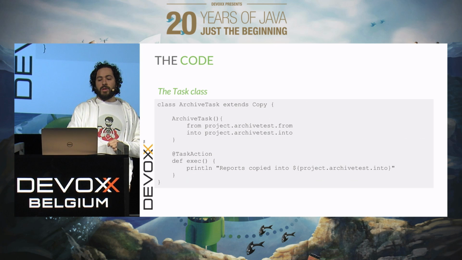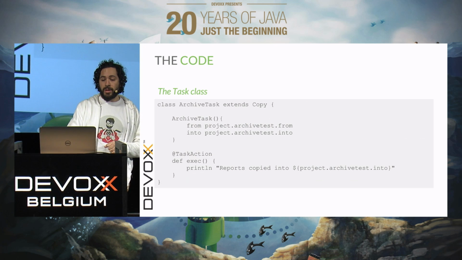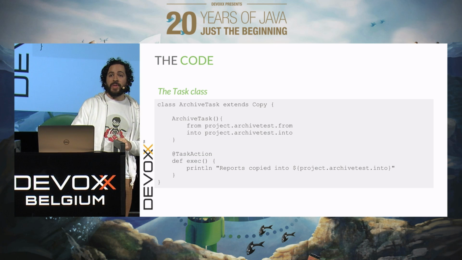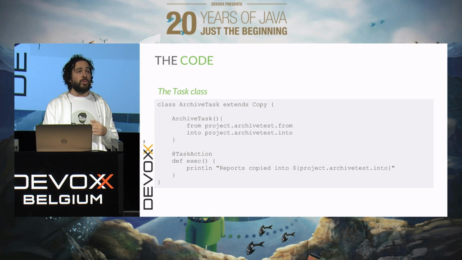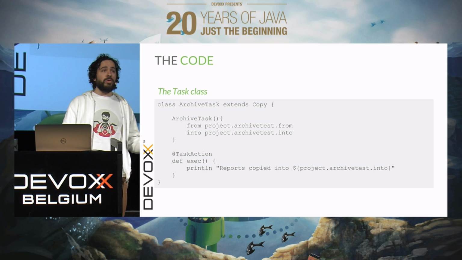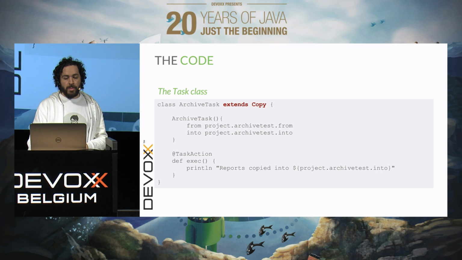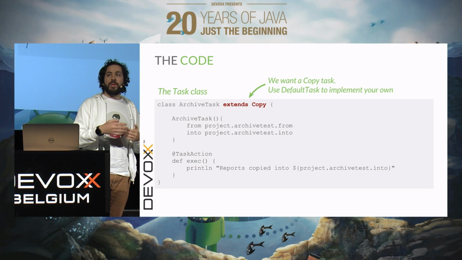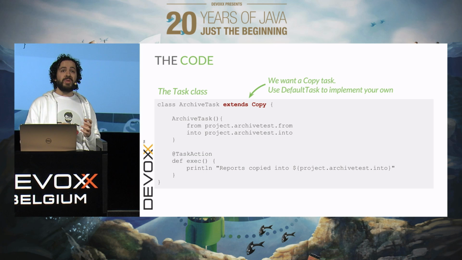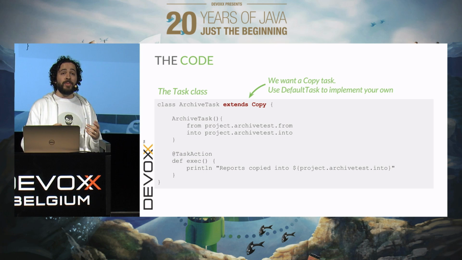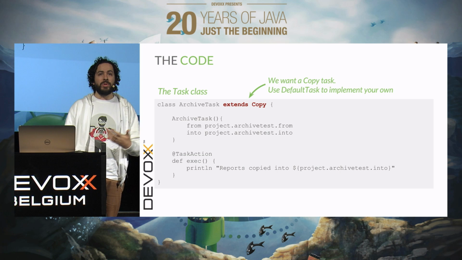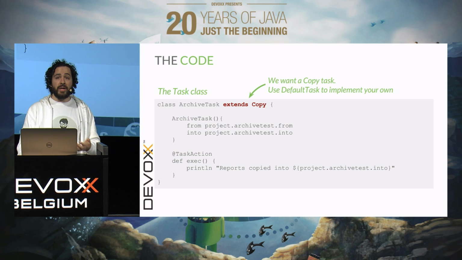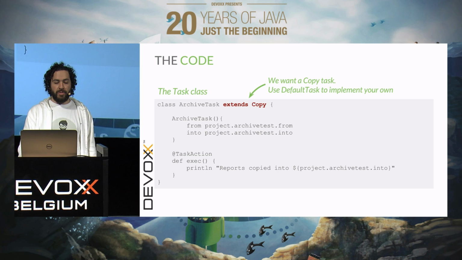So now let's go for our task, archive task. This task extends the copy task, as we showed on the previous example. Really, the thing we want to do is copy a folder. That's really simple. Yes, so that's an example using the copy task, but most of the time you will maybe want to implement your own task from a default one without any logic inside. So you can use a default task. That's the API for that.